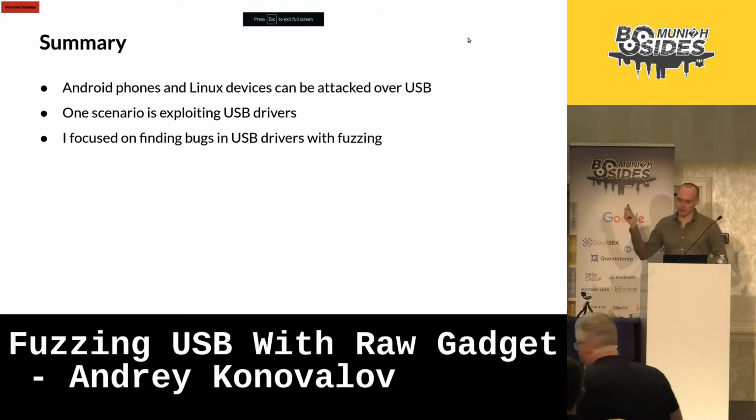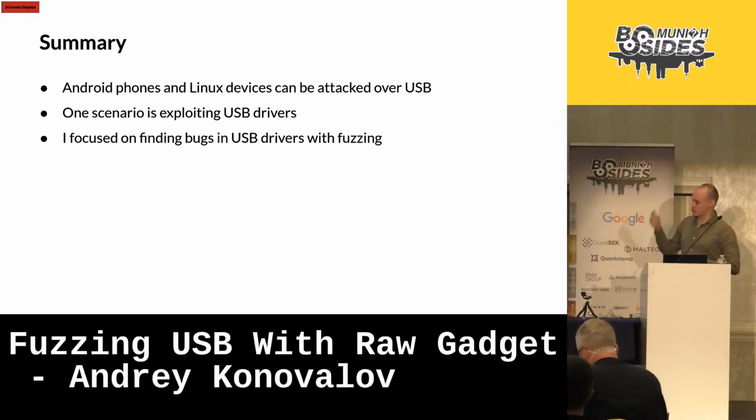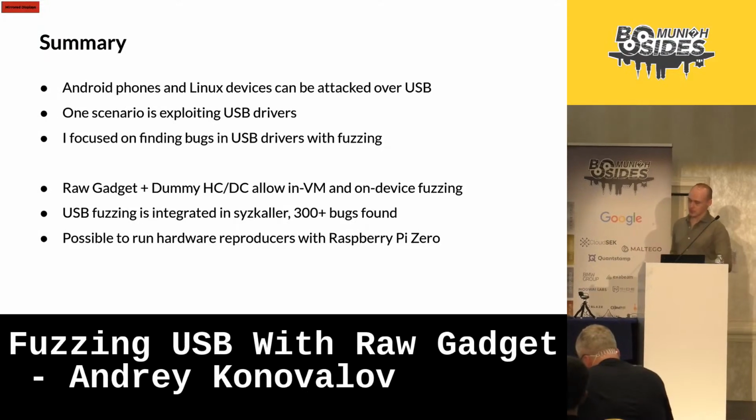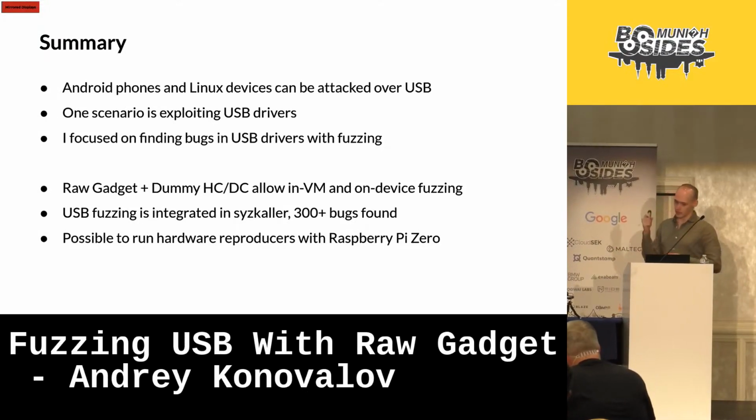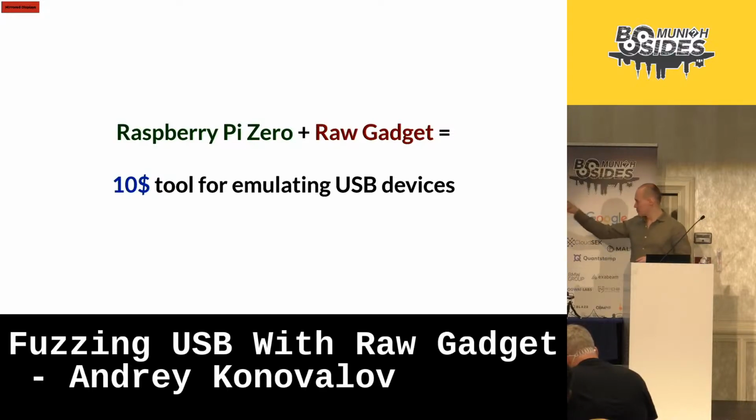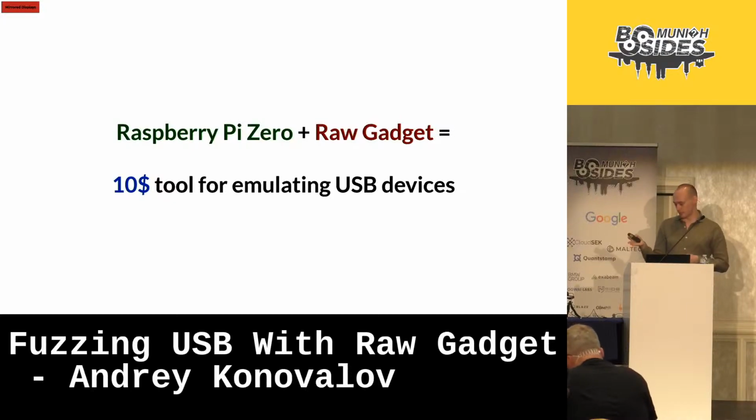The summary is that I tried to attack Android and Linux devices over USB, and I tried to find bugs in Linux kernel drivers. As a result of the work, I used Raw Gadget and the dummy virtual controllers that allow fuzzing either in a virtual machine or on a device. This was integrated into Syzkaller, and I managed to find a way to run these reproducers via hardware without any additional hassle. By using Raspberry Pi Zero and Raw Gadget, we get a very cheap tool for USB attacks. Essentially, Facedancer costs about $80, while a Raspberry Pi Zero is only $10.